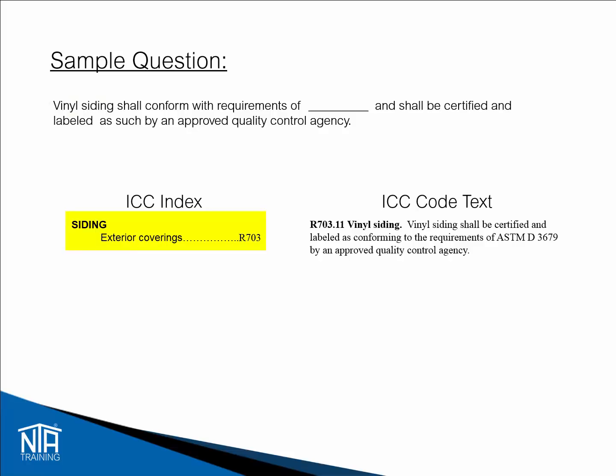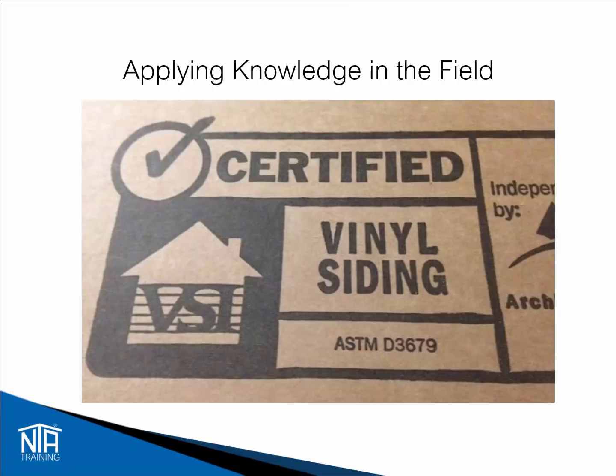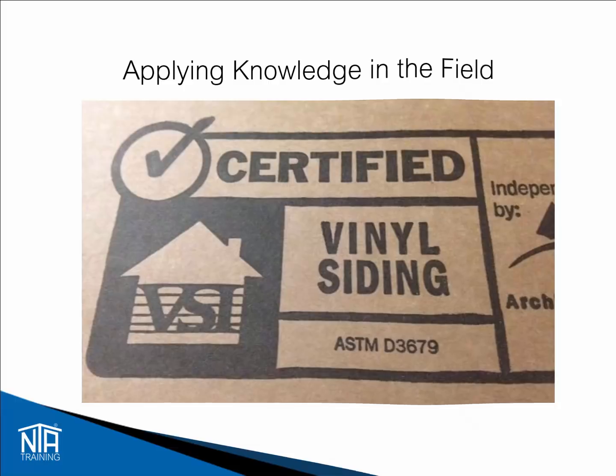Start with the section listed for siding, which is R703, Exterior Coverings. Within R703, you will find subsection R703.11, Vinyl siding. This section states that vinyl siding shall be certified and labeled as conforming to ASTM D3679. This picture shows a box for vinyl siding which shows compliance with ASTM D3679. This information can be found on the box or on the paperwork inside the box.